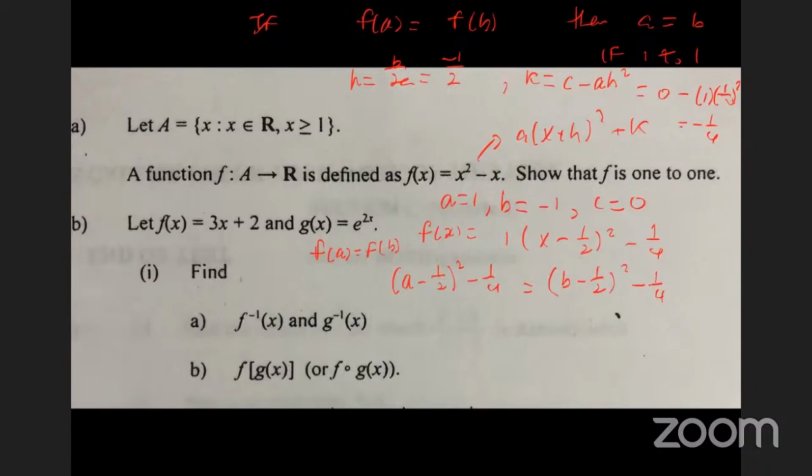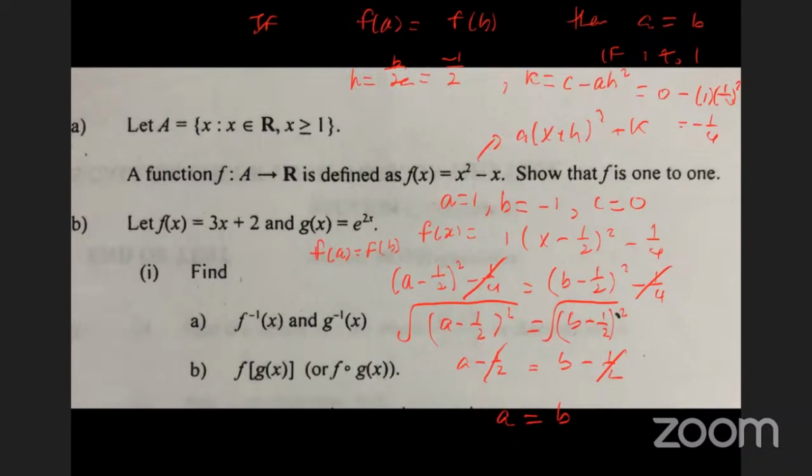Right, so the quarters will cancel and you'll get a minus a half squared is equal to b minus a half squared. And then you'll square both sides. So you'll get a minus a half, b minus a half, and then the half will cancel. So you'll get a equal to b.